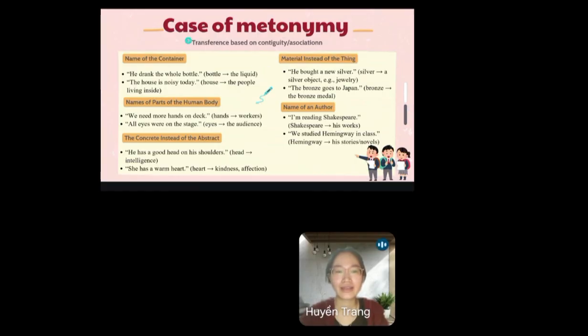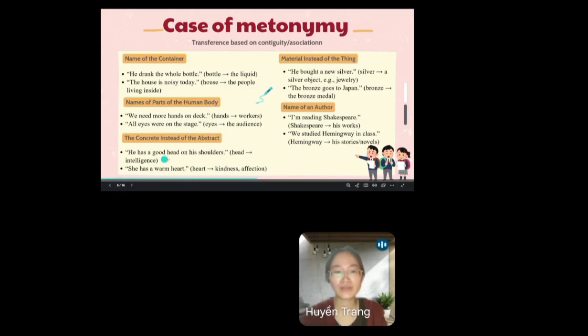Next, we move to some cases of metonymy. Firstly, we use the container for its content. He drank the whole bottle means he drank all the liquid, not the bottle itself. Second, body parts can stand for people. We need more hands on deck means we need more workers because hands represent labor. Or all eyes were on the stage means the audience was watching carefully.